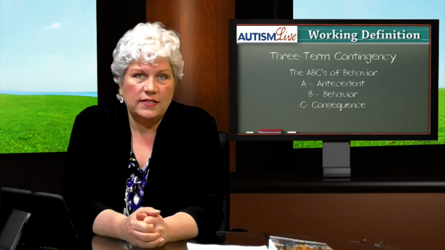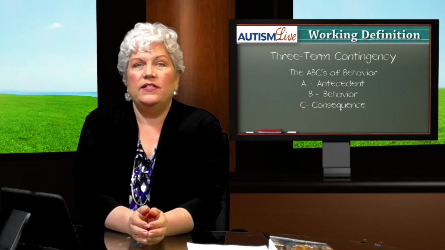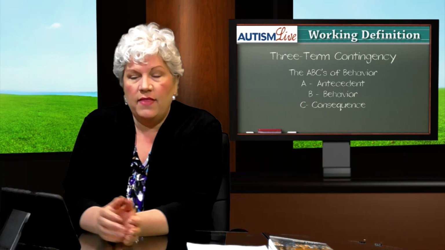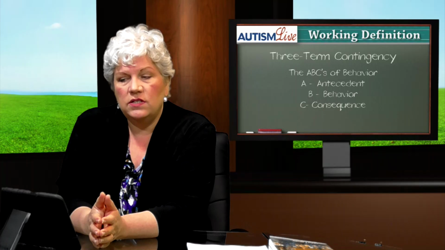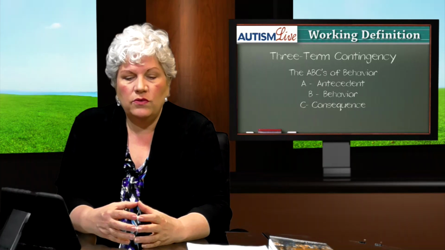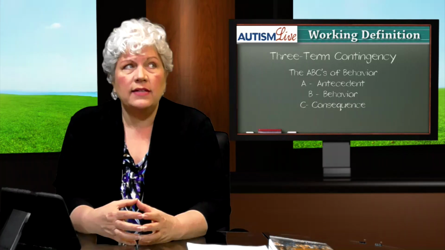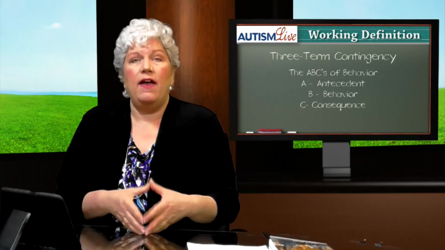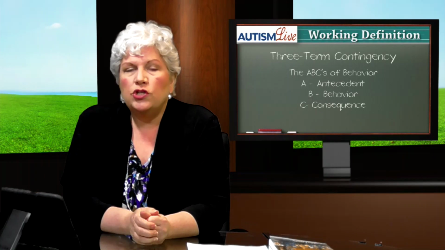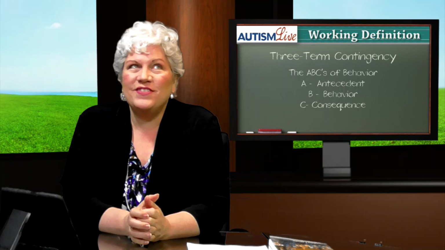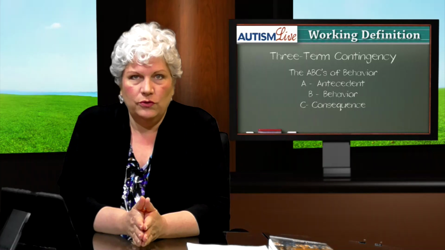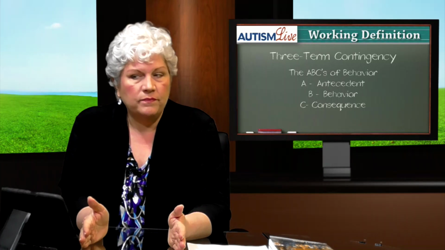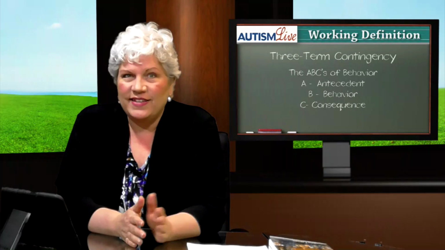A stands for antecedent. Antecedent is what happened before. Then there is a behavior, which is the B, and then the C is the consequence. When we're talking about the three-term contingency, we're talking about everything that happens, not necessarily what we want to happen, but everything that happens. So in our lives, if you think about just today, every behavior that you do has an A, a B, and a C. And every behavior that everyone around you does has an A, a B, and a C.